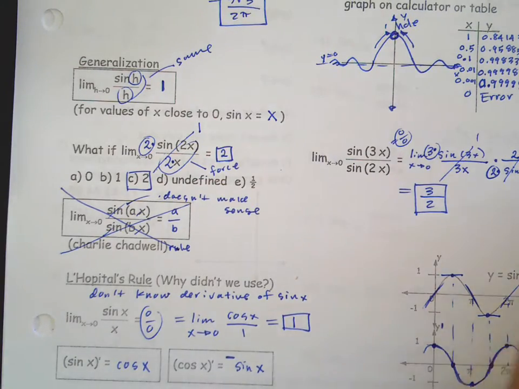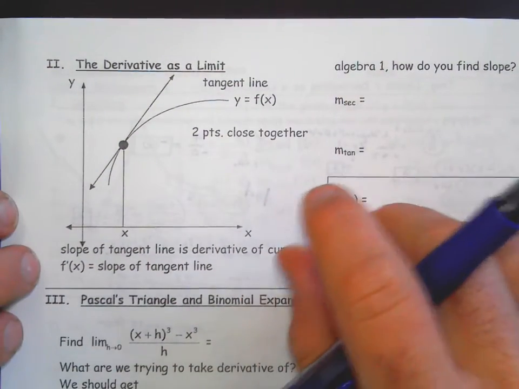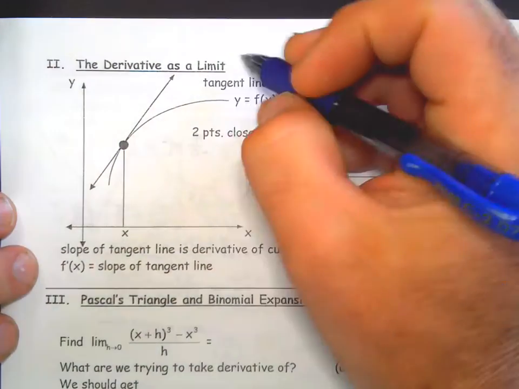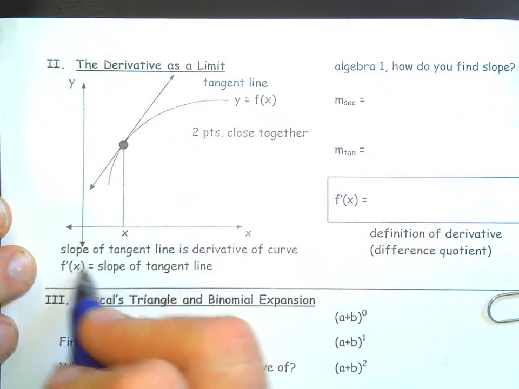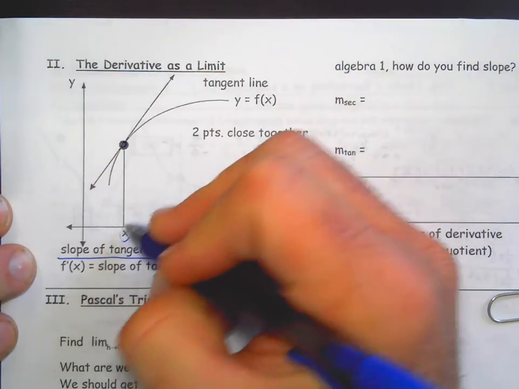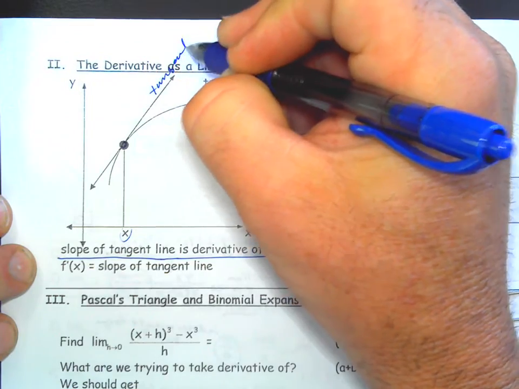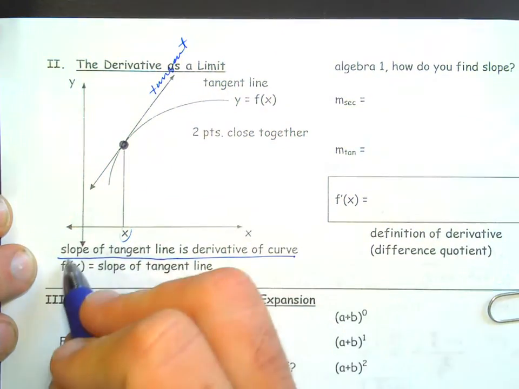Now, on to the back. You guys ready? We're going to start talking about derivatives even more, like how do we get these rules for derivatives? So now, the derivative as a limit. The derivative is the slope of a tangent line, right? Slope of a tangent line is the derivative curve. So here's a curve, and we want the slope here. And we draw a tangent line, and the slope of that line is the derivative.